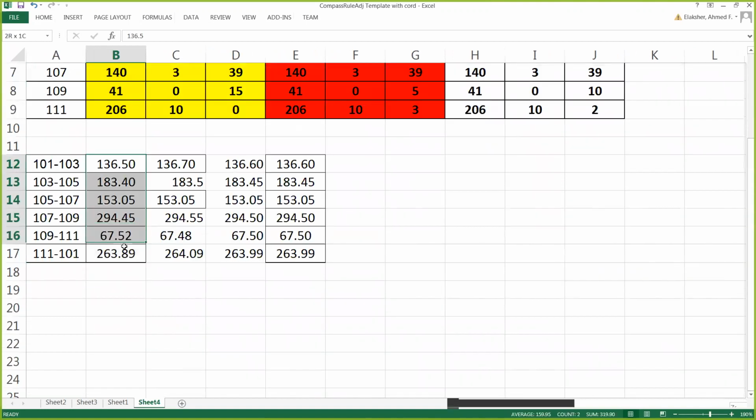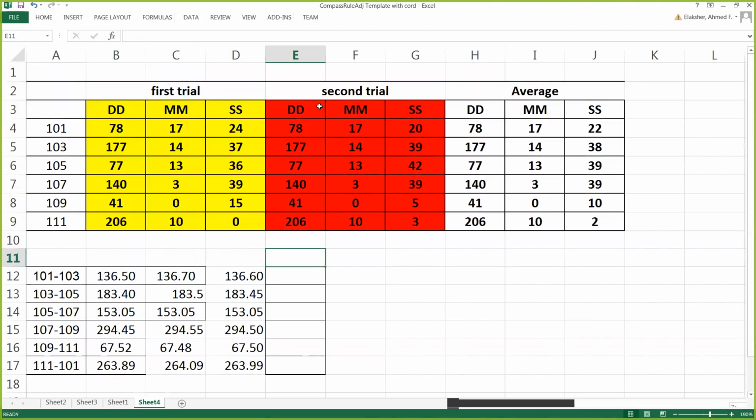So these are my distances for the first, for the second, and then the average here. And I'm just here confirming the average, but you don't need this really. These are the averages here. If you look, these are the averages. Okay, so these are the data I collected in the field.